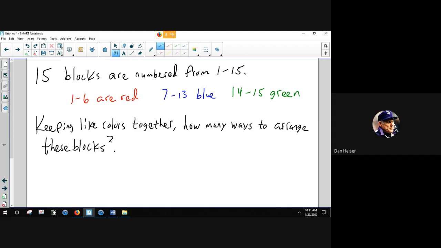If all these blocks were the same, we would have 15 factorial ways to arrange them. But because we have different colors, and for the purposes of this problem we want to keep things nice and organized, we're going to attempt to keep like colors together. So all the reds have to be together, all the blues have to be together, and the 2 greens have to be together. The question is, how many ways can we arrange these blocks under those conditions?